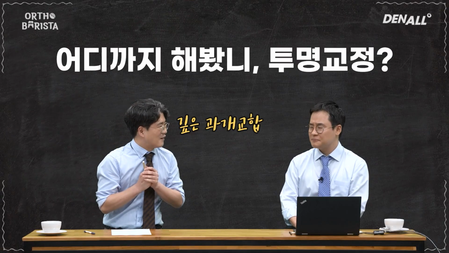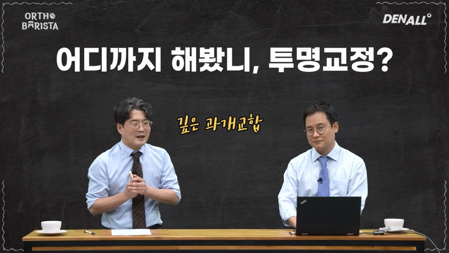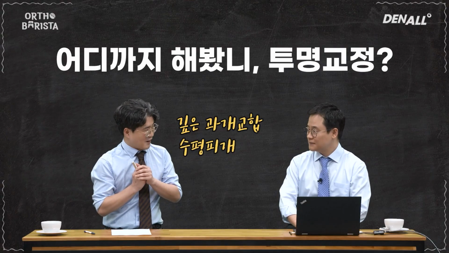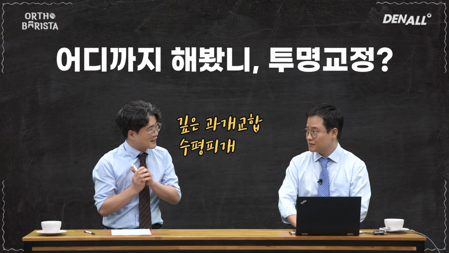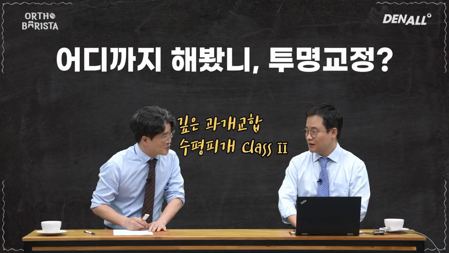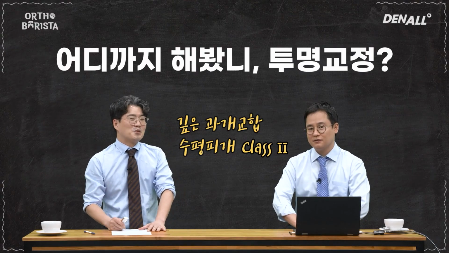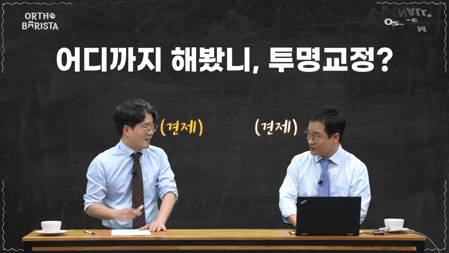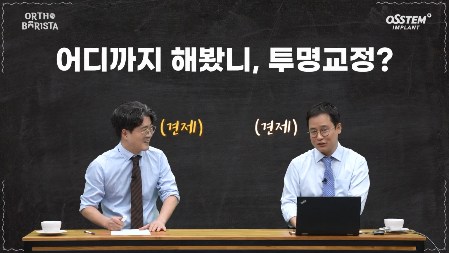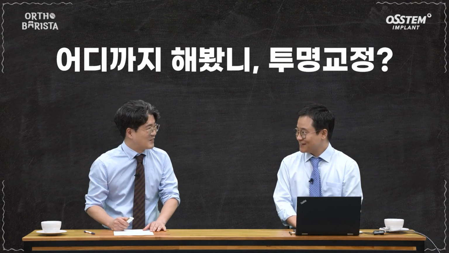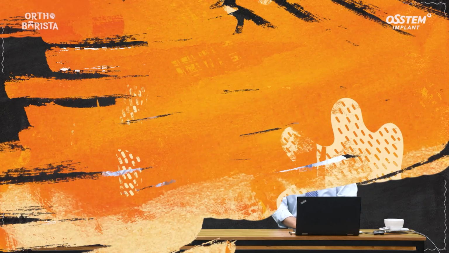So you brought a deep bite case? Yes, and then another one about horizontal overlap. Last time, we only talked about an overjet, but this time, I will cover an overjet in Class 2. There you go. I also have a Class 2 case. Do you? Yes, it is about molar distalization. Then, let's go. Let's take a look.